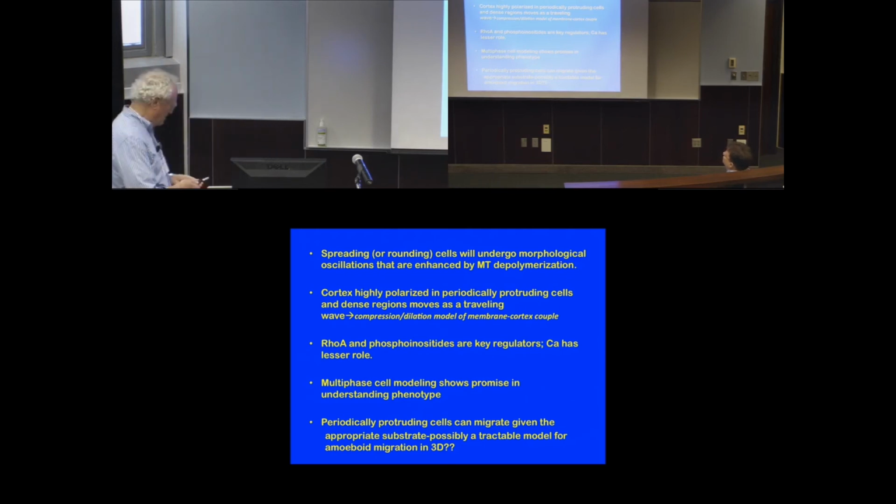So in summary then, spreading cells or rounded cells will undergo morphological oscillations that are enhanced by microtubule depolymerization. The cortex is highly polarized in protruding cells, and dense regions of the cortex move as a traveling wave. And this implies a compression-dilation model of membrane-cortex coupling. RhoA and phosphoinositides are key regulators. Calcium presumably has a lesser role.